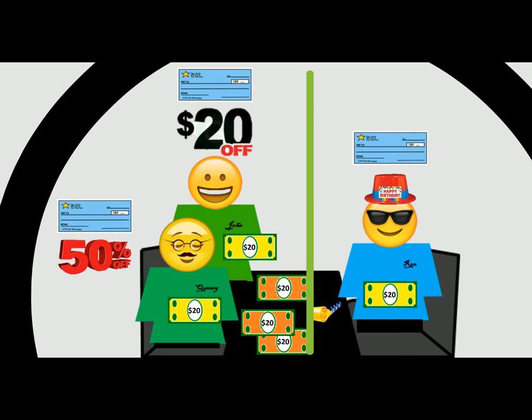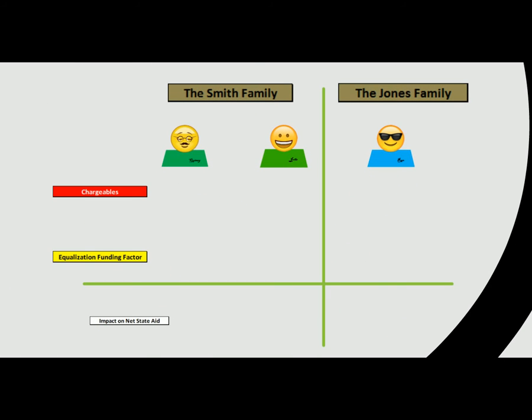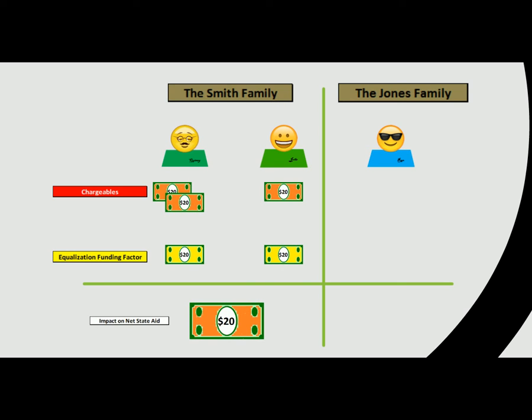Here's a previously omitted fact. John and Quincy are the eldest sons of Mr. and Mrs. Smith, while Rex is the Jones family only child. Taking this new information to our equalization graph helps highlight the imbalance. While the Smith family contributed $60 to the Even Steven pot, they only received $40 when the pot was redistributed. Conversely, the Jones family contributed nothing to the Even Steven pot, but received $20 upon the redistribution. While the total impact on net state aid remains at zero, there is a clear imbalance between the two families.